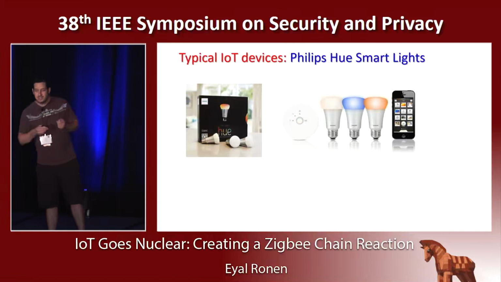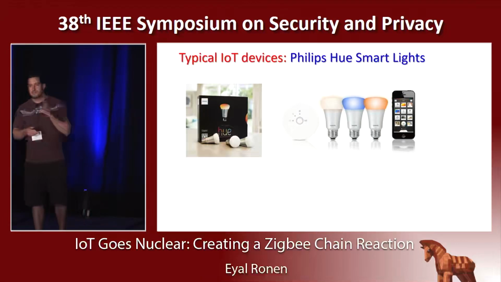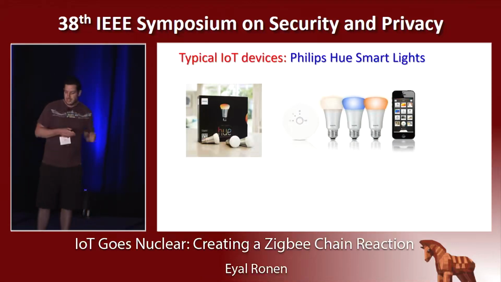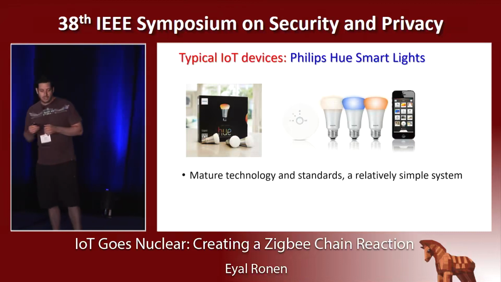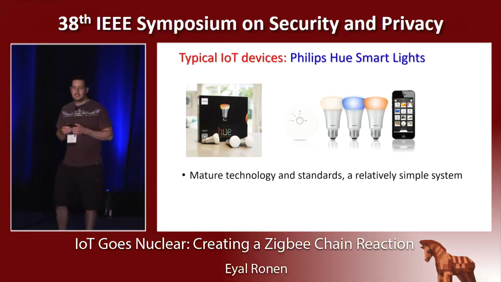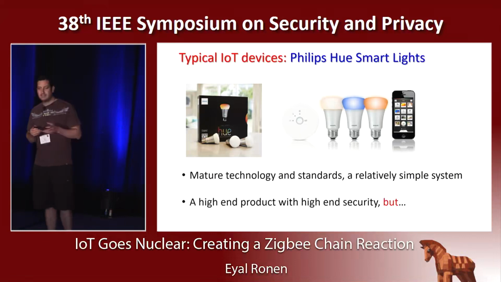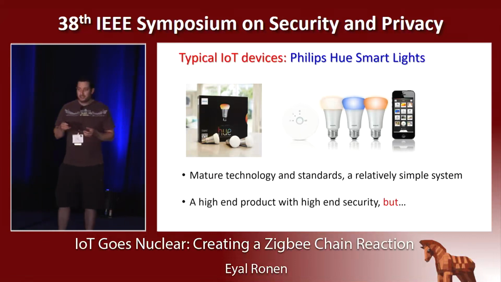So we decided to look at threats that are more specific to IoT devices, and we tested the security of the highly popular Philips Hue smart light system. We chose this system because it's based on a relatively mature technology with standards that have already undergone several revisions, and it's a relatively simple system to implement. It is a high-end product, and a large company really put a lot of effort into securing this system.